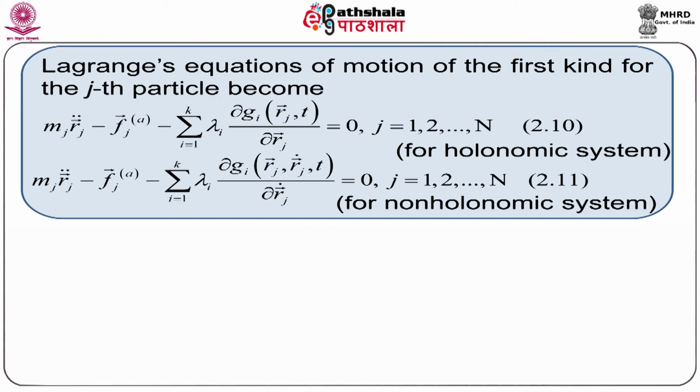For a non-holonomic system, we have such type of equations. This differs from this equation here. Here the constraint relation depends on velocity explicitly, whereas here the constraint relation does not depend on velocity. This is holonomic, this is non-holonomic.